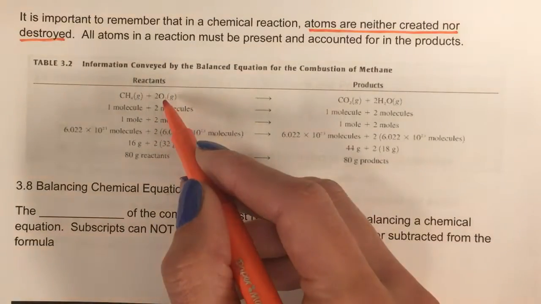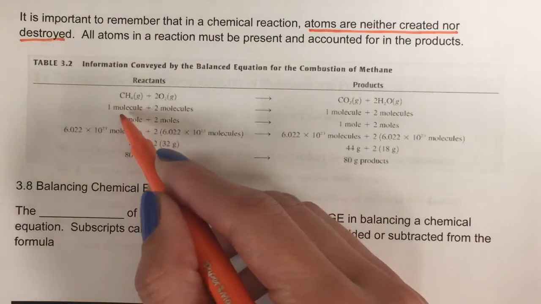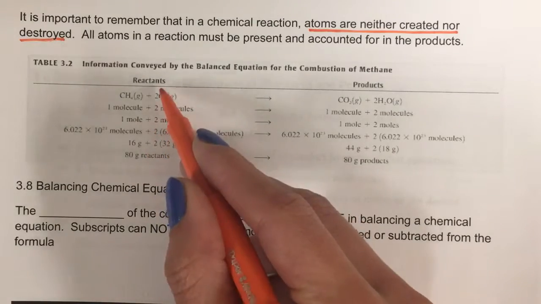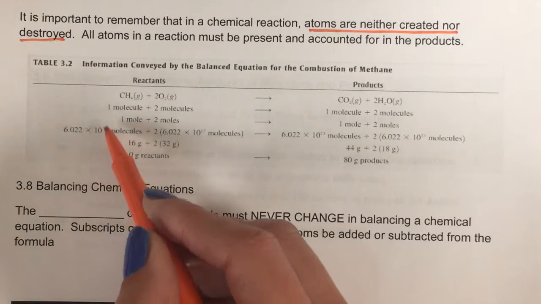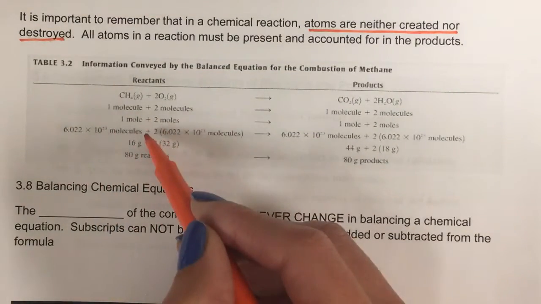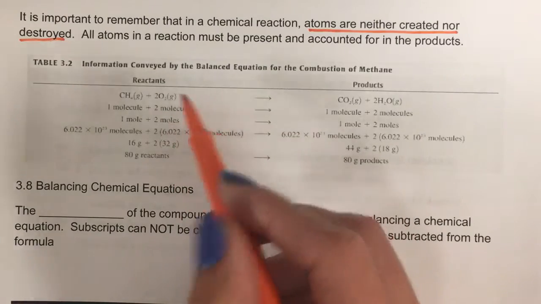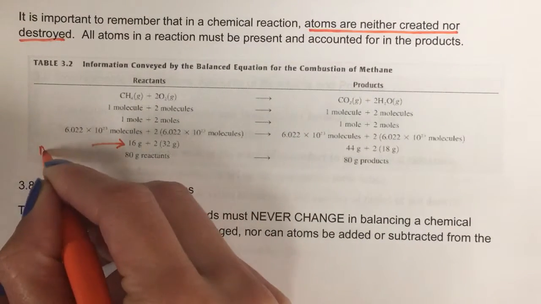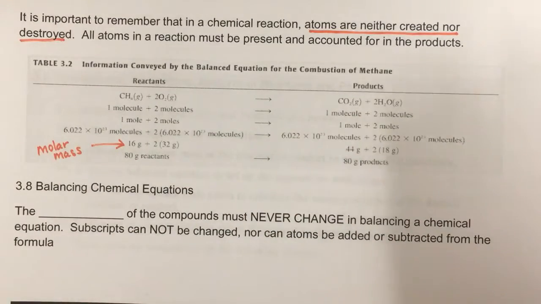Now, because I can't actually count out molecules, instead of keeping track of molecules, I could have 1 mole of CH4 reacting with 2 moles of O2. That's the same thing as saying 6.02 times 10 to the 23rd molecules. 1 mole is equal to Avogadro's number, plus 2 moles, or 2 times Avogadro's number. Now I know that 1 mole is equal to the molar mass, the number from the periodic table.